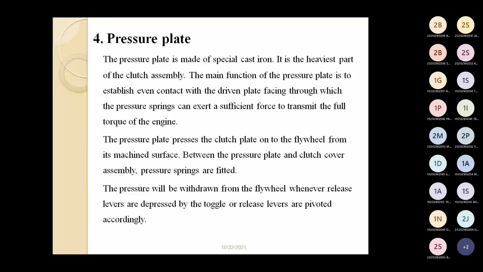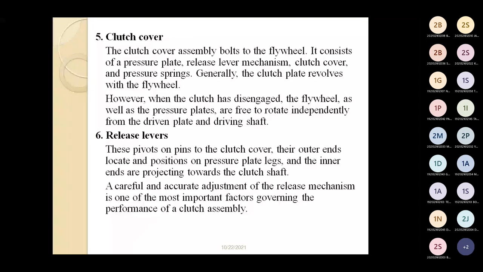Clutch cover assembly and clutch disc assembly are the two assemblies of a clutch. The clutch cover assembly is bolted to the flywheel and consists of the pressure plate mechanism, clutch cover, and pressure springs. The clutch plate revolves with the flywheel. When the clutch is disengaged, the flywheel as well as the pressure plate are free to rotate independently from the driven plate.